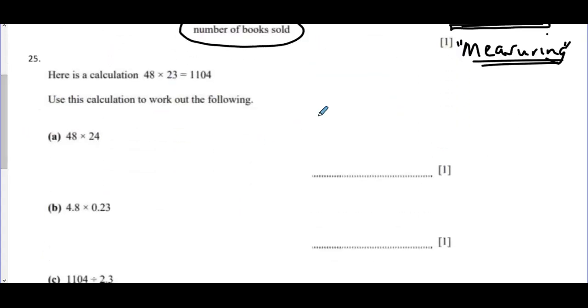Okay, so here is a calculation. We are given this calculation, which says 48 times 23 equals 1104. Now we're going to use this calculation to answer these questions. The calculation given is 48 times 23 equals 1104. The question they want us to work out contains a 24. So how do we manipulate this 23 to become 24? Well, this will be 48 times 24.